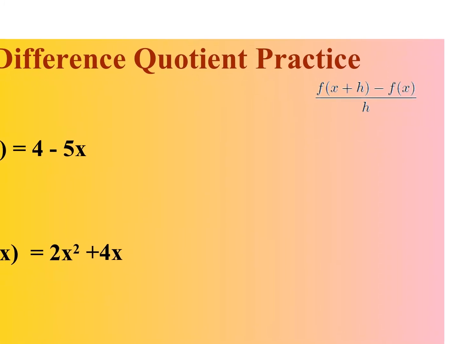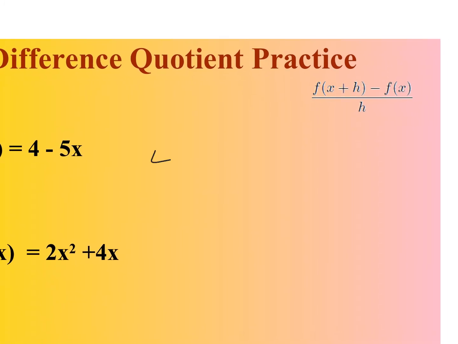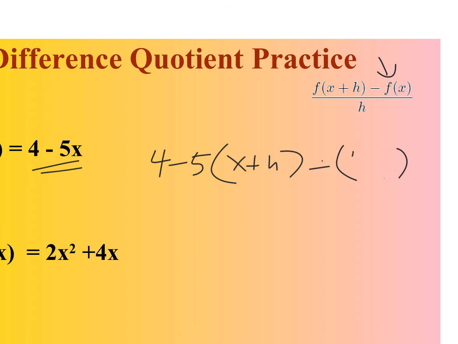Everybody try this, 4 minus 5x. So you go 4 minus 5, and instead of x, you put in x plus h. And then you subtract f of x. Well, we know what f of x is. It's y. And whenever you have a variable, you should put parentheses around it. So minus f of x, that's the part I'm doing right now. And that's our f of x. So 4 minus 5x. But it's all over h. That's new.